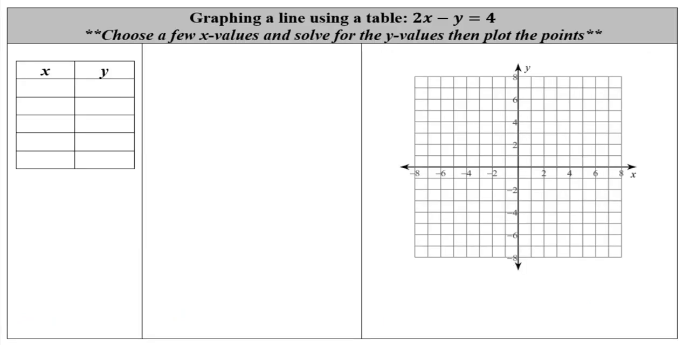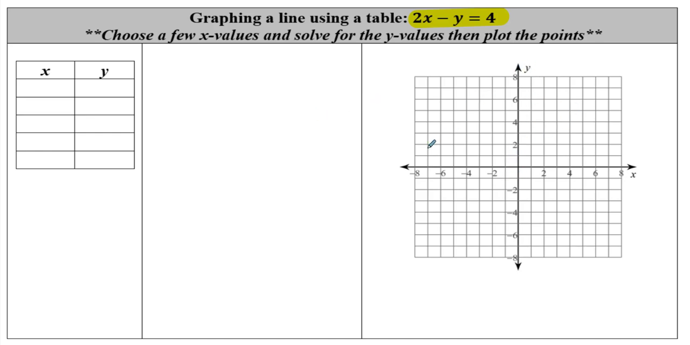We have graphing a line using a table. And then again here we have this equation, 2x minus y equals 4. What we want to do if we are using a table and we are just thinking about points that we can plot, we can do the same thing we did when we checked if those ordered pairs were solutions. But this time we're just going to choose the values ourselves and see if we can plot them.